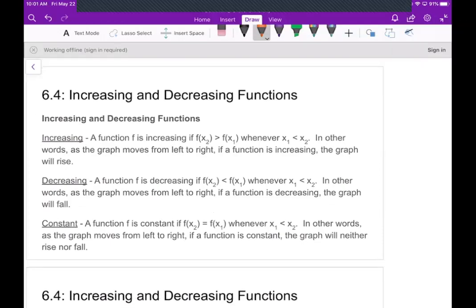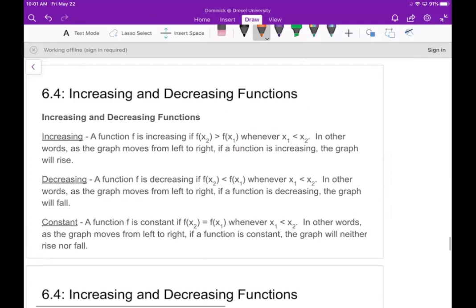Okay, guys, welcome. Today we're going to talk about increasing and decreasing functions. We're going to present a somewhat complex definition of increasing and decreasing, but it's really not as complex as it seems, and we'll show that with a drawing.